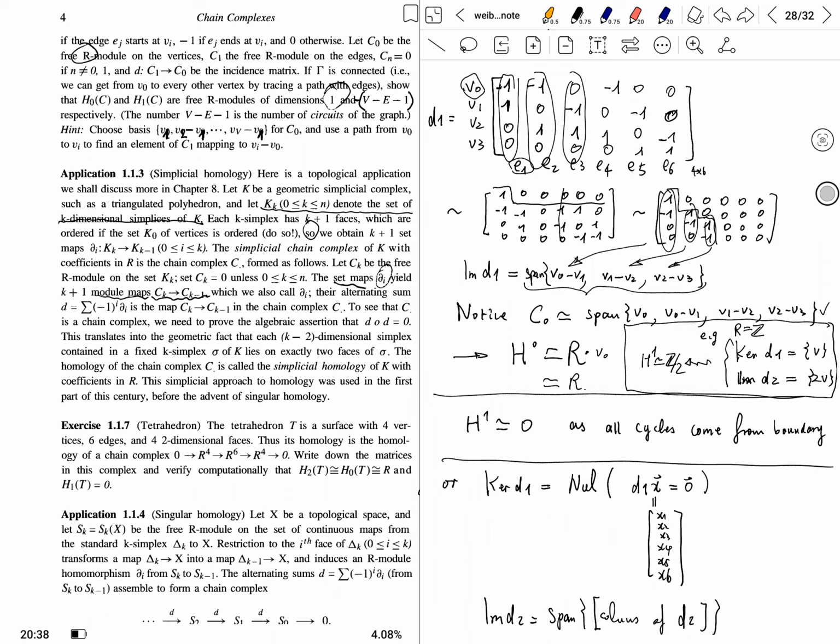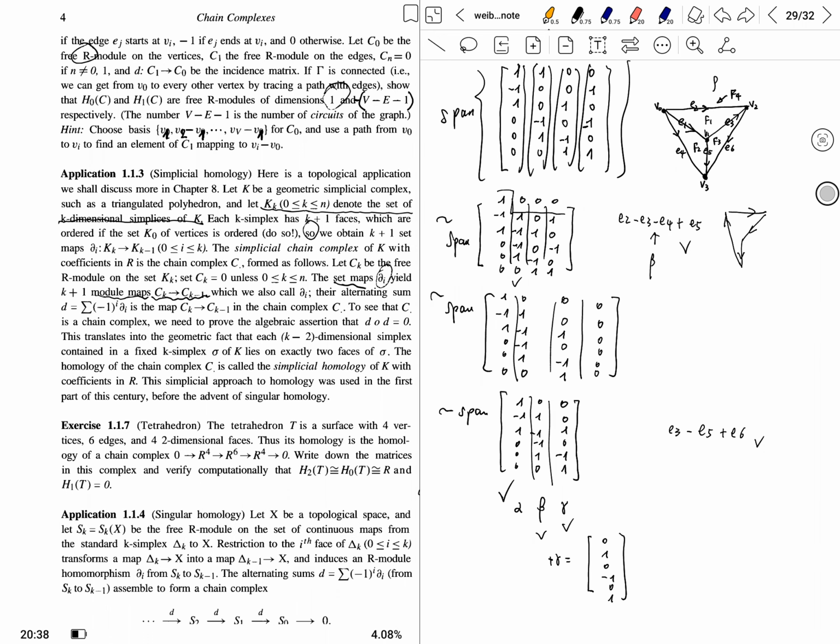Similarly, if you want to compute H1, I also did some computation. You cannot just argue by dimension. So what you really have to do is compute the kernel and find a basis of it, then compute the image of D2 and find a basis of it, and then compare these two sets of bases and discuss what exactly the quotient is.